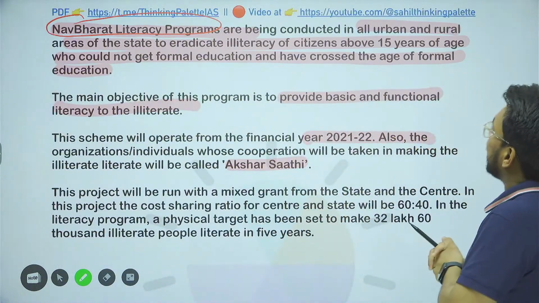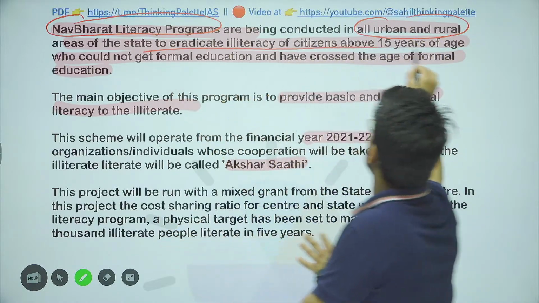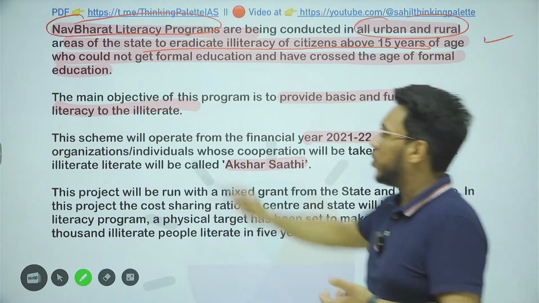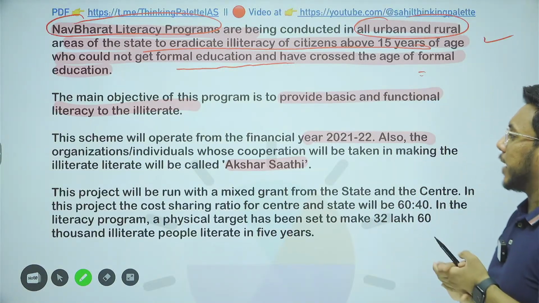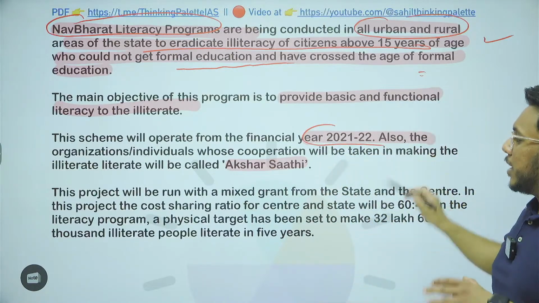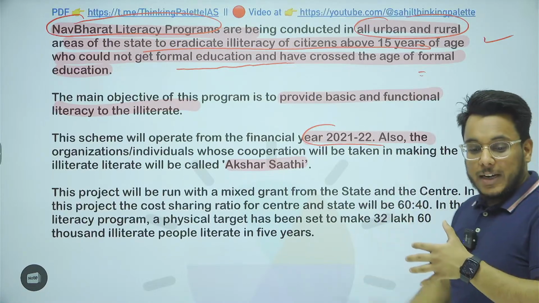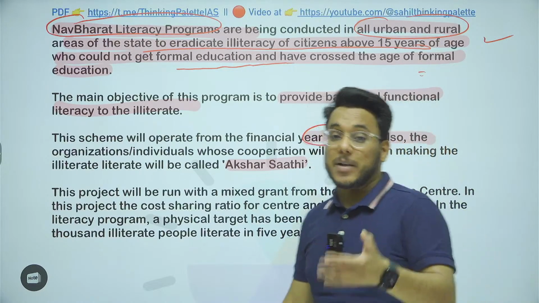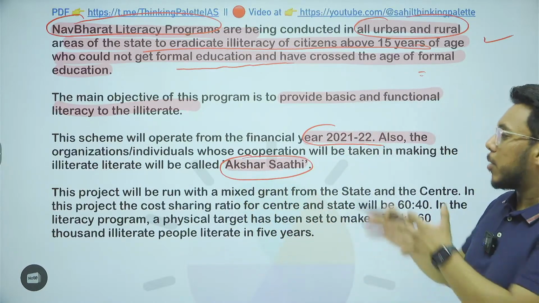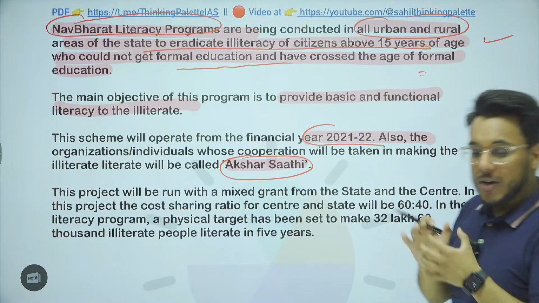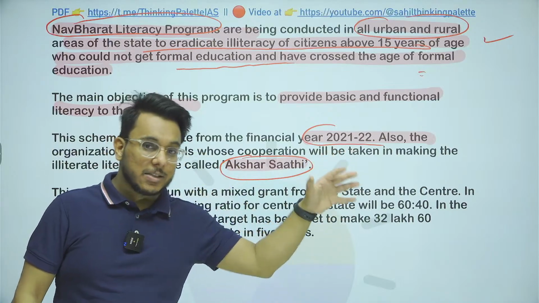This program aims to cover urban as well as rural areas, and it aims to eradicate illiteracy of citizens above 15 years of age, as I told you, who were not able to get formal education and have crossed the age. It will operate from 21-22 till 25-26. Here the NGOs and civil societies will also help the government, and they will be called Akshar Sathi. Together they will help in educating citizens above 15 years of age who were not able to continue their studies in the age of learning.